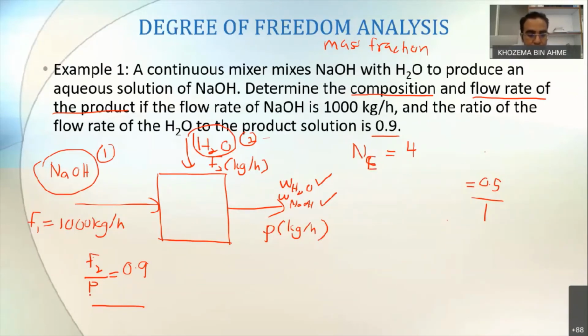The first equation is F2 is equal to 0.9 P. Second equation is that mass fraction of H2O plus mass fraction of NaOH is equal to 1. My third equation is NaOH and H2O related equation. So I know that I can have these 4 equations. By using these 4 equations, I can find all my unknowns, which is F2, P, W H2O, and W NaOH.